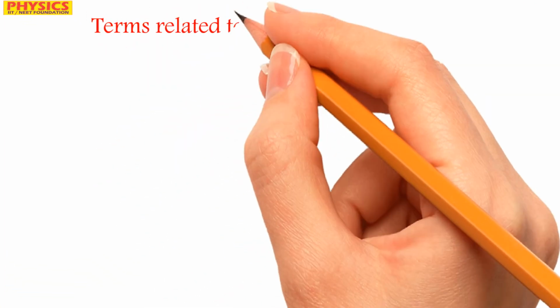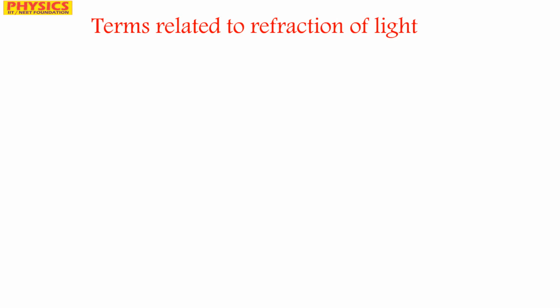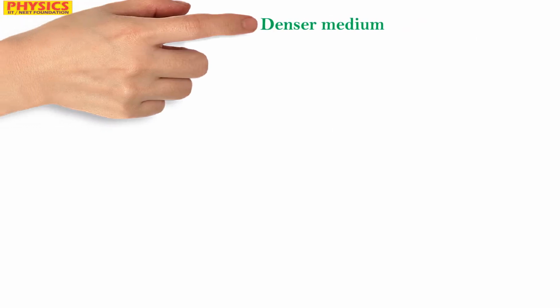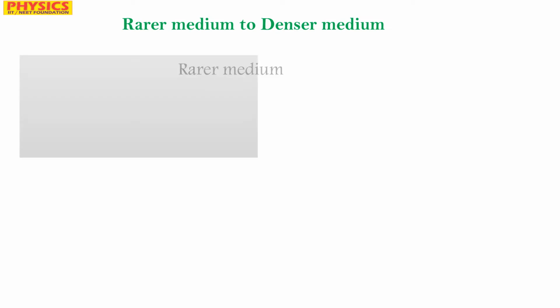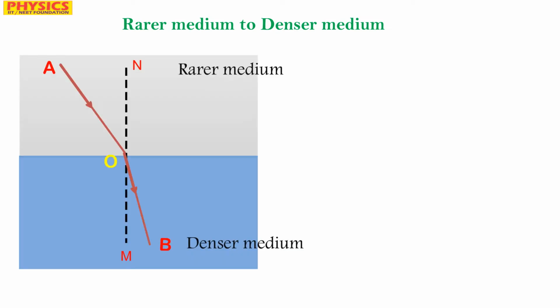Now let us discuss some terms related to refraction of light. When light moves from rarer medium to denser medium. Here point O is called the point of incidence, and MN, a dotted line, is known as normal. Normal we should draw at the point of incidence. That means it is drawn at the point of incidence perpendicular to the interface which is separating the two media.